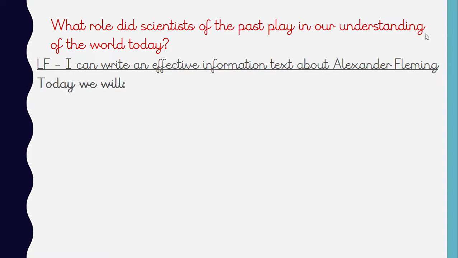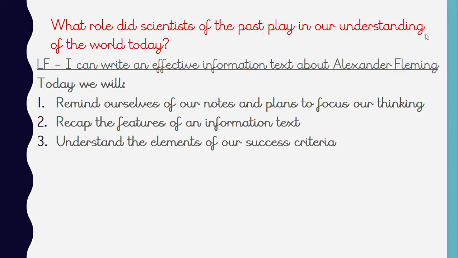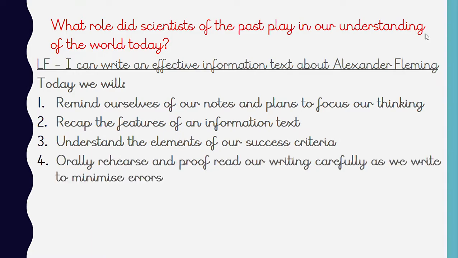Okay, so today we will, number one, remind ourselves of our notes and plans to focus our thinking. That's the first thing we're going to do. We're then going to recap the features of a really good information text. We're then going to read our success criteria, but also make sure we understand the elements of it so we can apply them properly. Then we're actually going to start our writing, and while we do that, we're going to already rehearse in our head, maybe, or out loud if we want to, what we're going to write, and then proofread it when we've written it as carefully as we can to make sure that we're minimising errors.